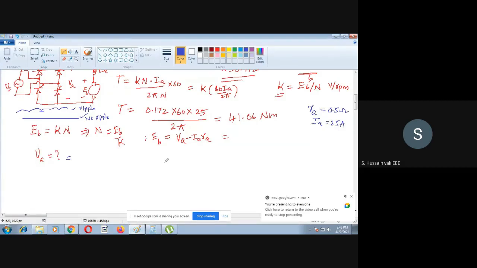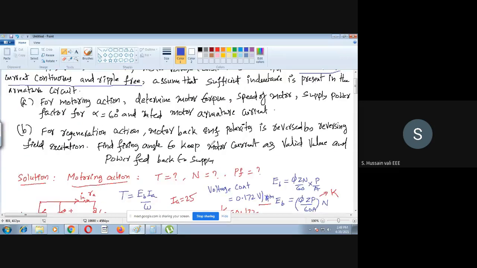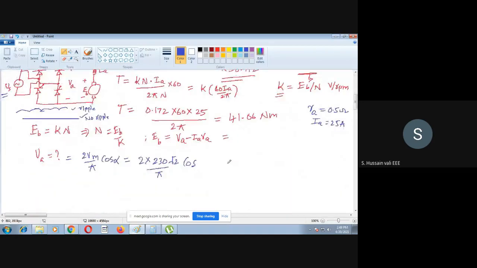For a continuous conduction mode, what is the expression for VA? It is 2Vm by pi into cos alpha. Vm is the maximum value of the supply voltage. The RMS value of supply voltage he said in the problem as 230 volts. So it will be 230 into root 2 divided by pi into cos alpha. What is the firing angle he has given in the problem? Alpha is equal to 60 degrees. So you put 60.